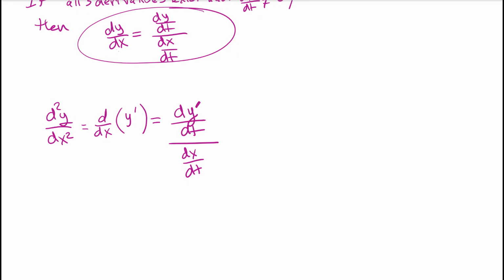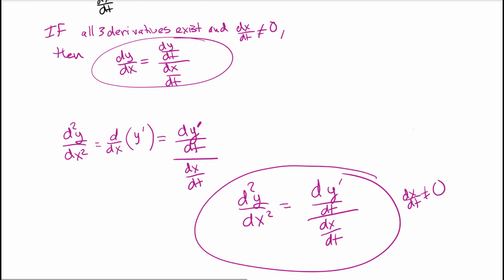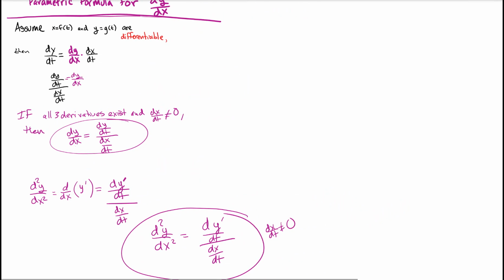So with the same rules we had before, we can now state that the second derivative of y with respect to x is equal to the derivative of y prime over dt divided by the derivative of x with respect to t. And there's our second derivative, provided all the derivatives exist. And one more time, we know dx/dt can't equal 0, or else nothing's going to work out. And also we need y to be twice differentiable. Most everything is, but there might be some exceptions to the rule. So as long as we have these assumptions being true, we're good to go.